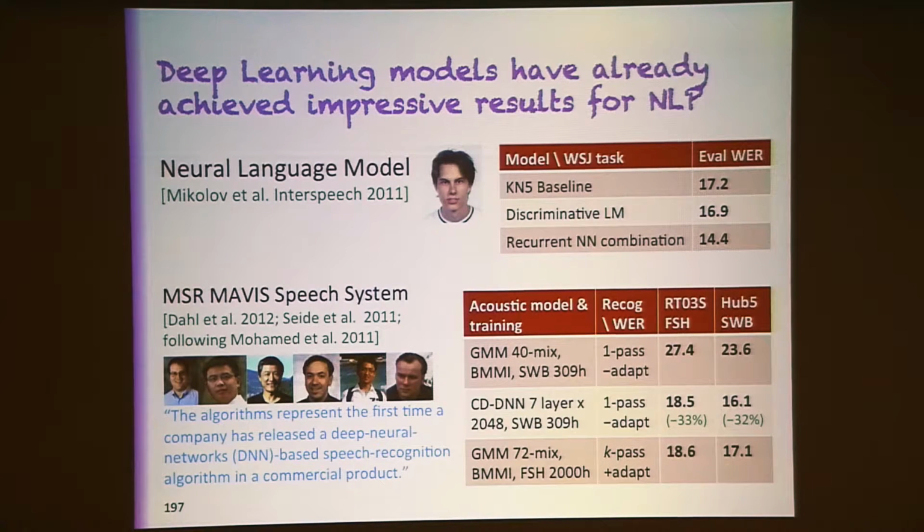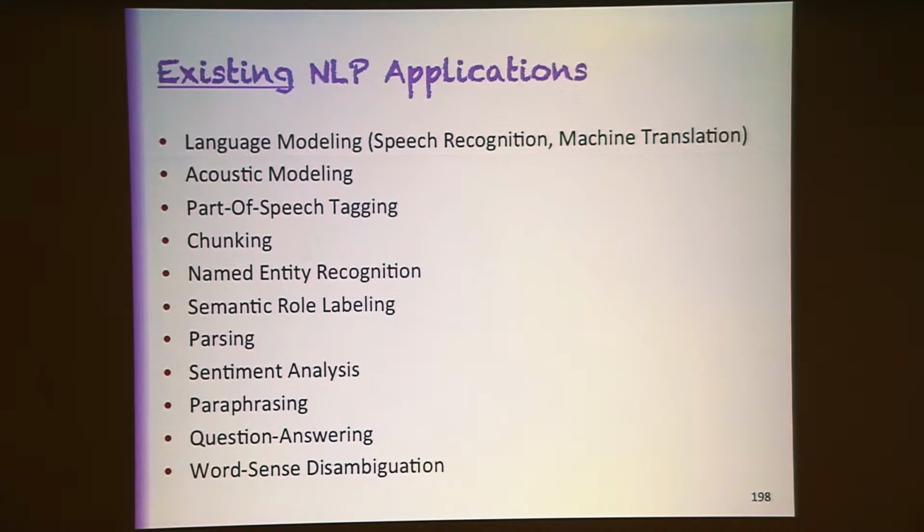Anyways, you can read about it, and just to impress on you the breadth of applications of these types of models already in NLP, here's a list of the applications that are already out there. Language modeling is predicting the joint probability of sequences of words, and it's applied in speech recognition and machine translation and text compression, I forgot to mention. Acoustic modeling is predicting the phonemes given the acoustics. Part of speech tagging is predicting whether this is a verb or a noun or something like that.